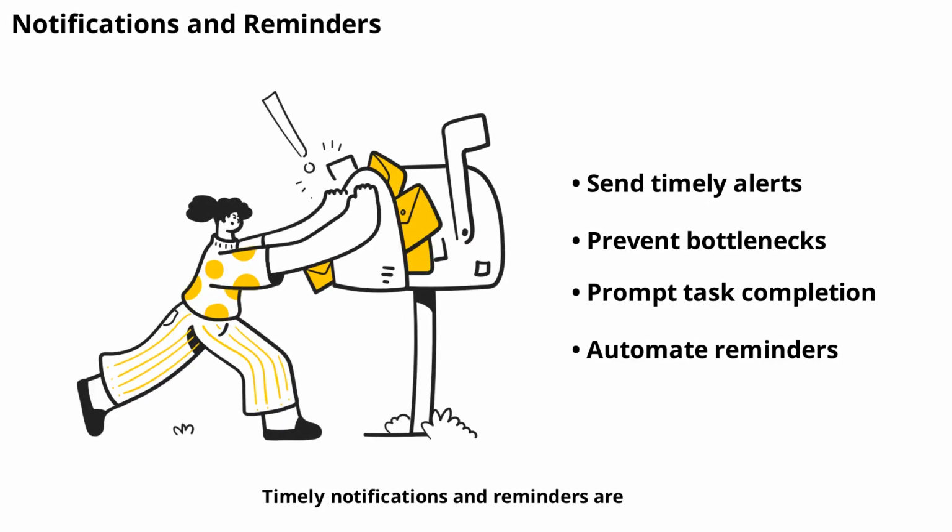Timely notifications and reminders are essential for keeping workflows on track. Subscription billing software can send automated emails or in-app alerts to notify users when their action is needed. For example, a finance manager might receive a reminder to approve a pending invoice. These notifications help prevent bottlenecks and ensure that tasks are completed promptly.